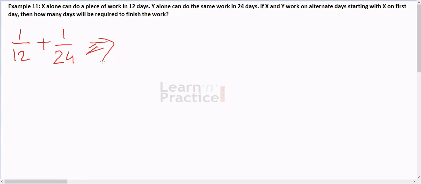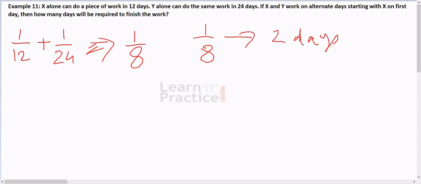LCM will be 24, and this will give us 2 plus 1, 3 by 24. So this will give us 1 by 8. That means in 2 days they are doing 1 by 8 amount of work. Right? So if 1 by 8 amount of work is getting completed in 2 days, we have to calculate in how much time the complete work will be completed. So 1 amount of work, or 100% of the work, will be completed in how many days?